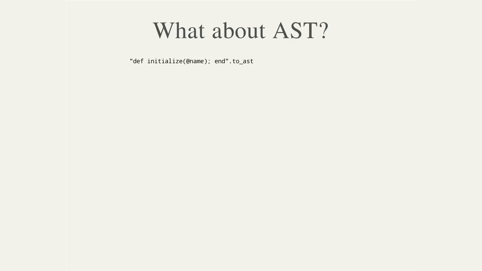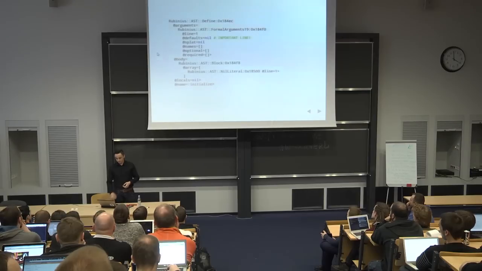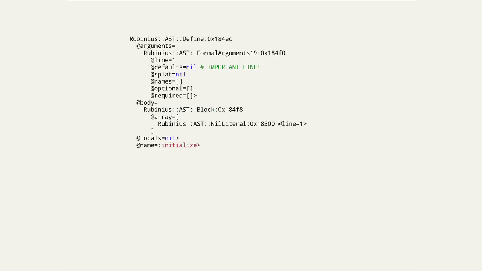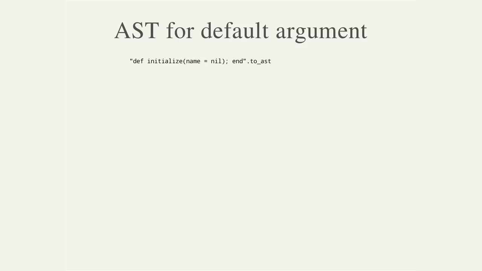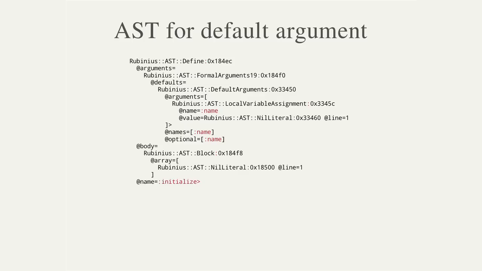And Rubinius provide method to abstract syntax tree. You can look how abstract syntax tree looks like when compiler works. So our important instance variable is default. In this case, we have nil, so this is not good. We can execute this on proper abstract syntax tree and look how this should look like. And we can see here as defaults is field, it's not nil, and is create an object of default arguments and local variable assignment in the middle.